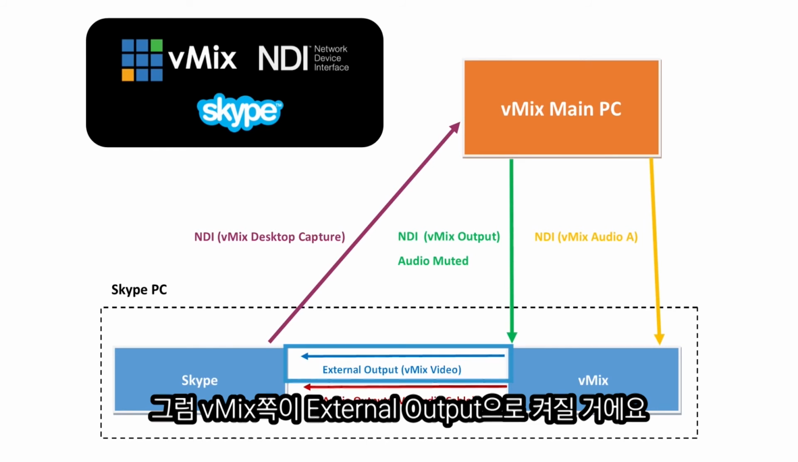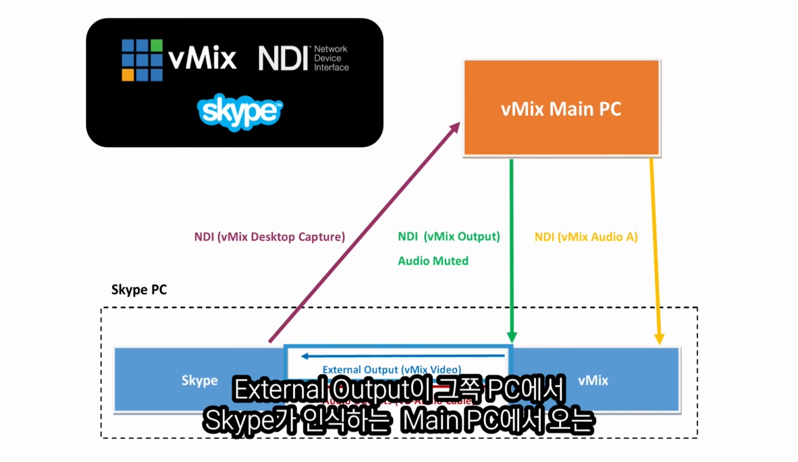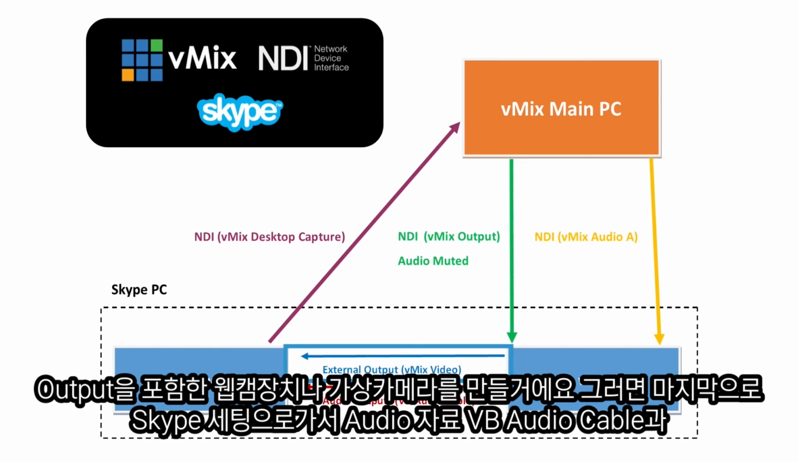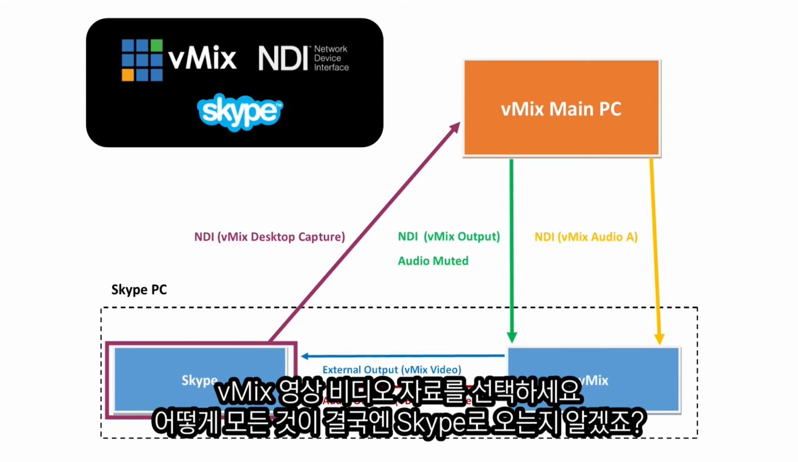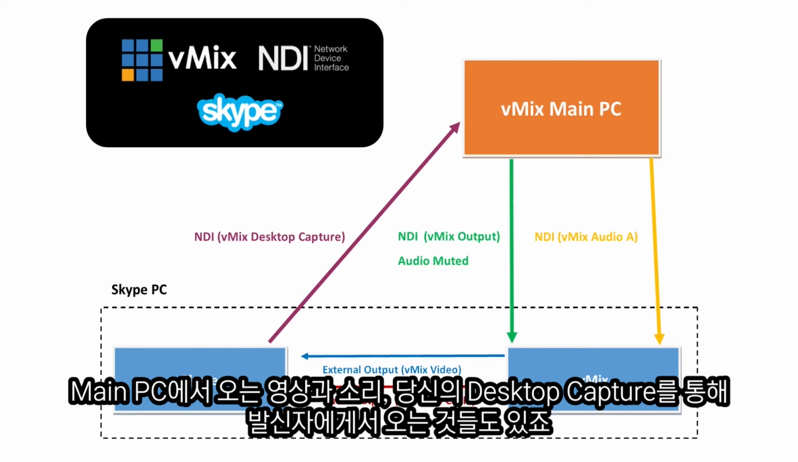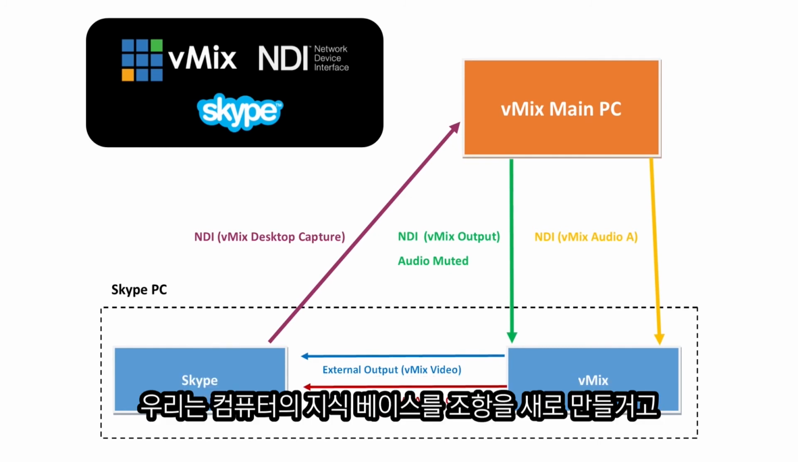External output will create a webcam device or a virtual camera on that PC that Skype will detect, containing the vMix output from the main PC. And then finally, you just go into the Skype settings and select as the audio source, the VB audio cable, and the video source, vMix video. And you can see the arrows there on how everything eventually gets to Skype. You have the video coming from the main PC to Skype, you have the audio, and then you have everything from the caller coming back via desktop capture.